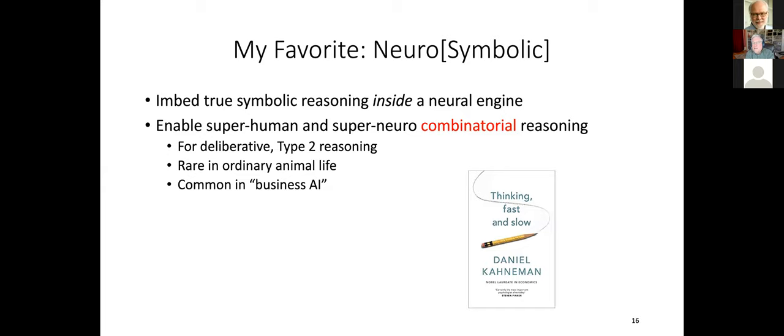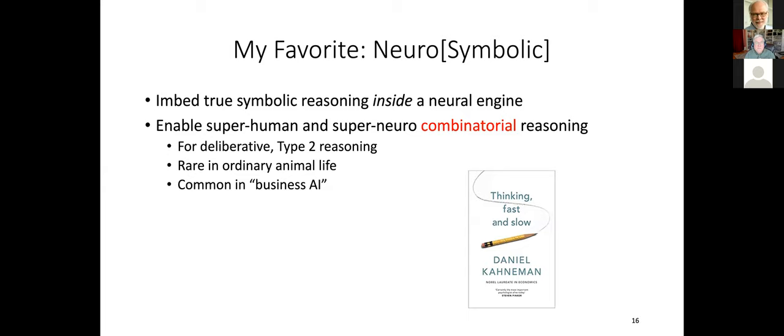of type one and type two reasoning, or thinking fast and slow, as described in the books by Daniel Kahneman and his collaborators. The idea that people really have two different reasoning systems. Most of the time we have our type one reasoning, which is very fast, reactive, approximate, based largely on similarity. So it sounds very much like artificial neural networks. But occasionally, rarely, once in a while, we need to do deliberative type two reasoning, going through things case by case.